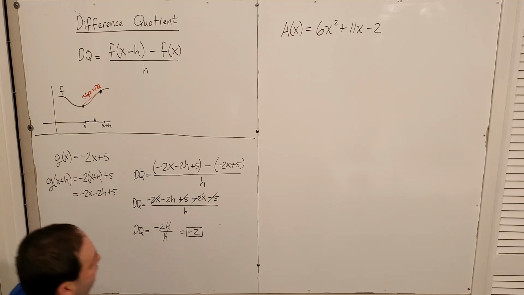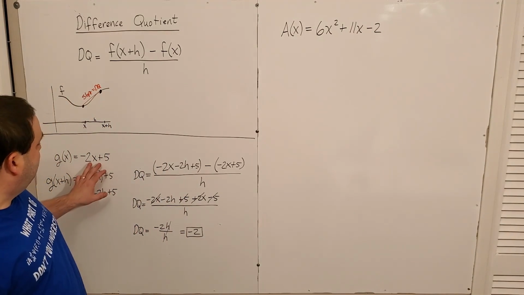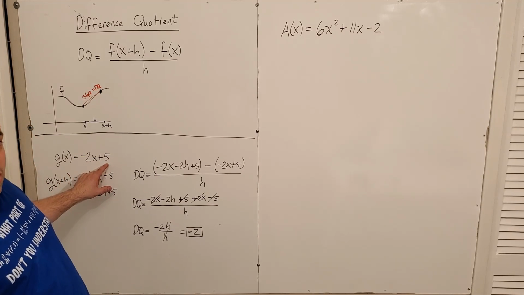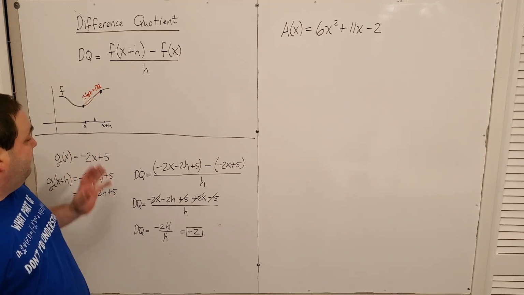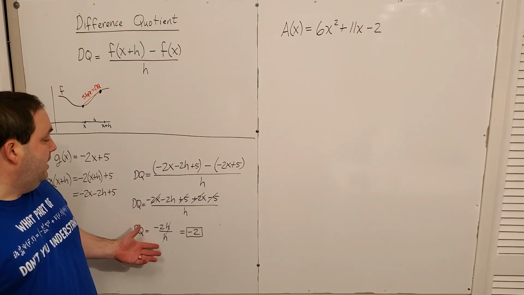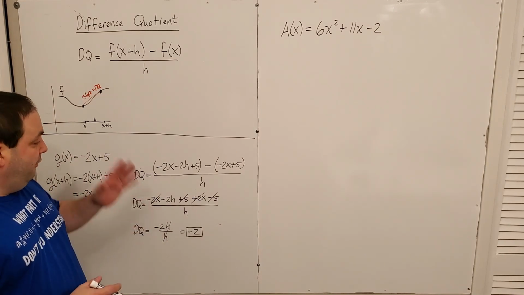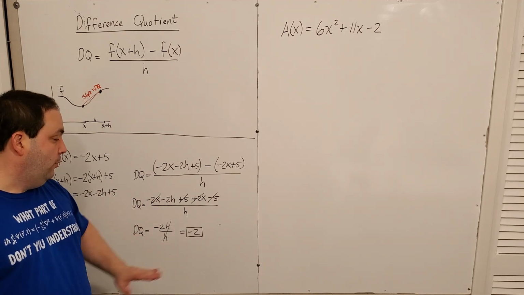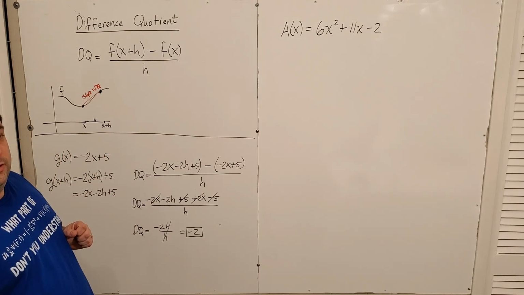Okay? Now, if you think about it, this should make a whole lot of sense. This is a linear equation, and that's mx plus b form. Remember, m is the slope. The difference quotient is a slope calculation. All this is telling me is that the slope is negative 2 everywhere, for any h value, for any x value, for any size. The slope is always negative 2. And that's true. It's a line. The slope doesn't change. Okay?